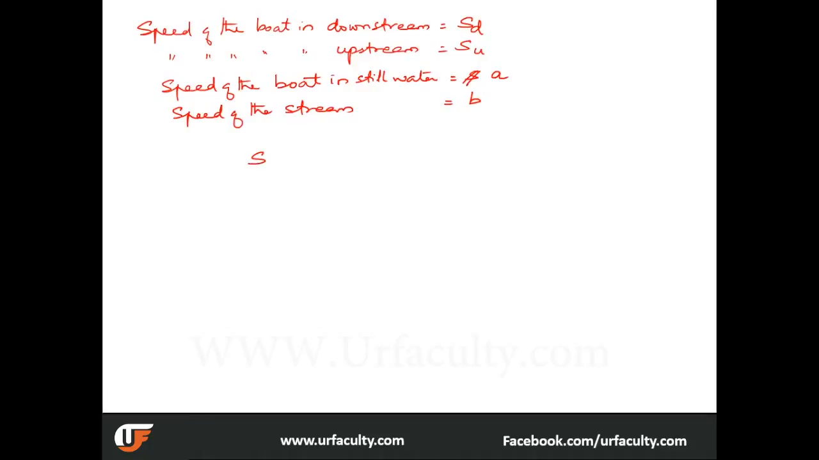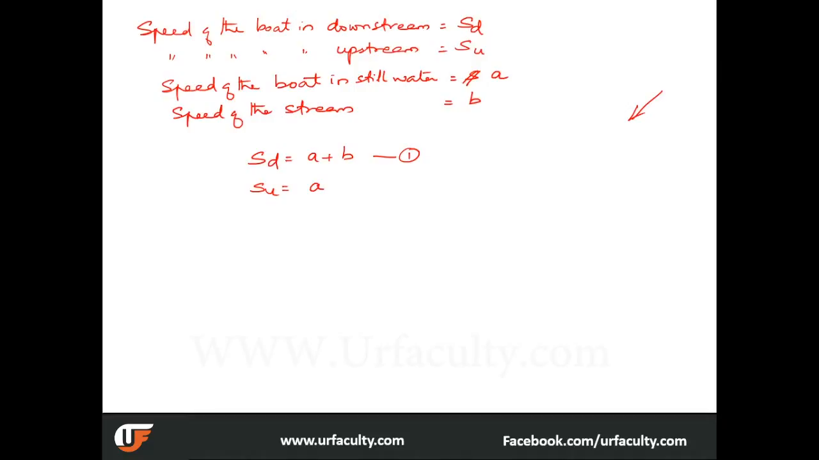So what is SD? Speed of the boat in downstream is equal to, when you're going down, you have the speed of the boat and the stream supporting you to move fast. So SD is equal to A plus B. Let's consider this as one equation. And SU is equal to, what is that?